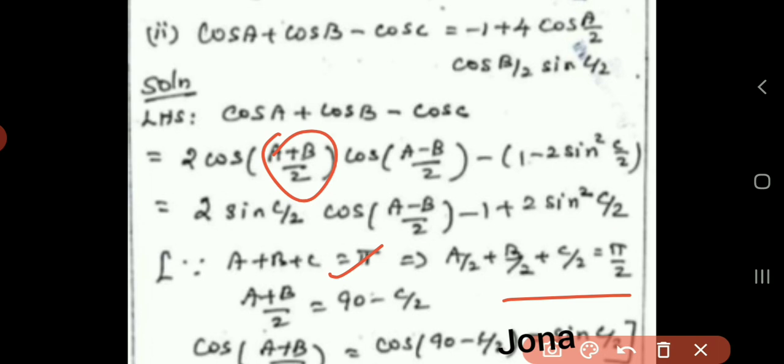Here in this bracket we have (A plus B) by 2, so keep this on the left hand side as it is. Take this C by 2 to the other side. Therefore we have (A plus B) by 2 equal to 90 minus C by 2. So instead of (A plus B) by 2, we can substitute this 90 minus C by 2. Cos of 90 minus theta is sin theta, isn't it? So here we can put sin C by 2. Do you understand that? So instead of this cos of (A plus B) by 2, we can write sin C by 2, right?